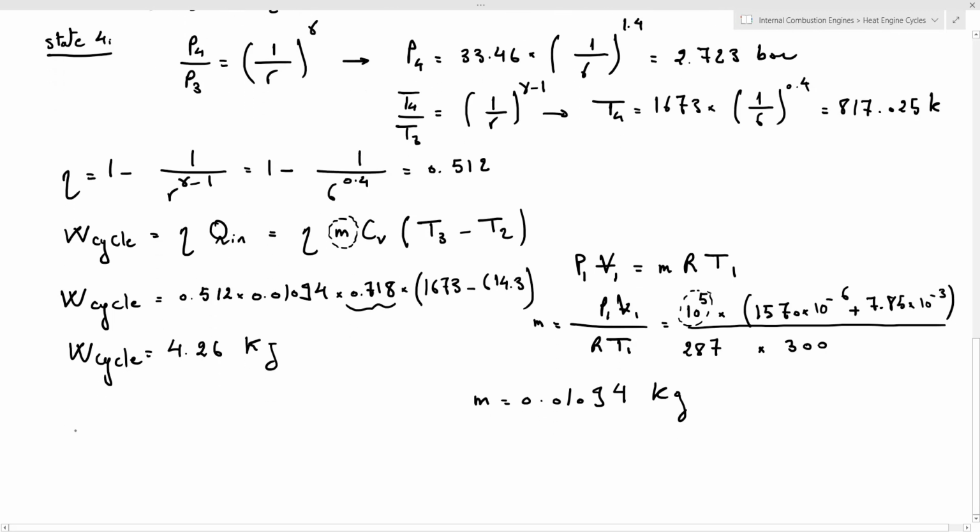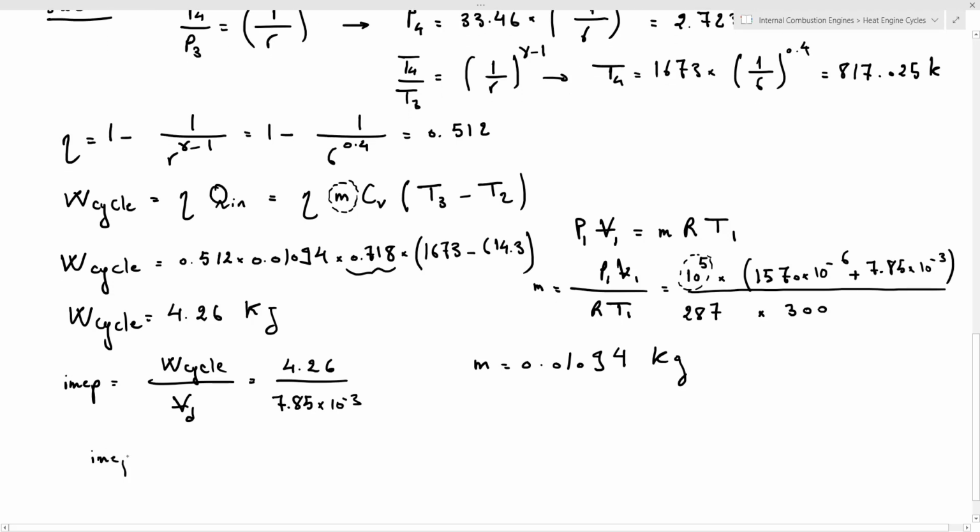Now we need to calculate the indicated mean effective pressure, IMEP. IMEP is the indicated work divided by the displacement volume, of course for one cylinder. So 4.26 divided by the displacement volume, which is 7.85 times 10 to the power minus 3. So the IMEP in this case will be equal to 542.4 kilopascal. Of course in kilopascal since the work here is in kilojoule. And if we want to convert from kilopascal to bar, we need to divide by 100. So this will be 5.42 bar.